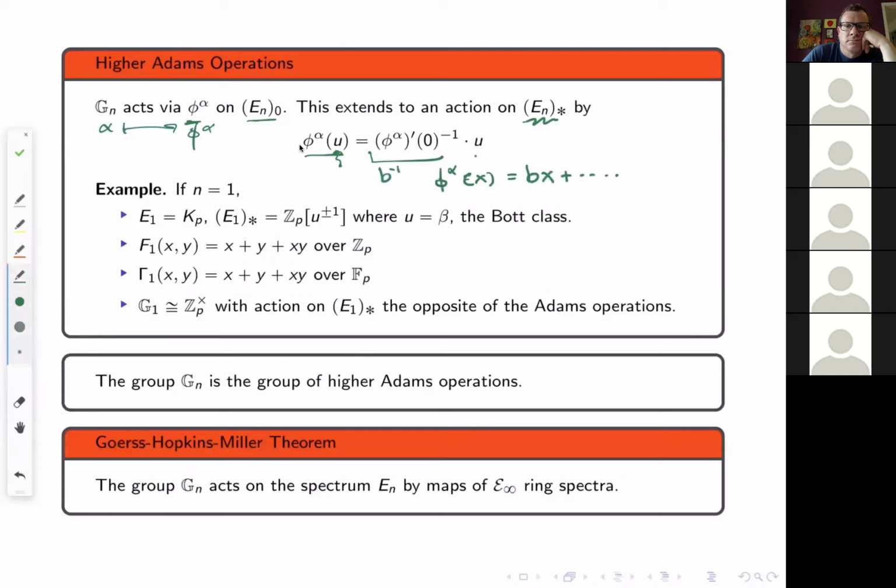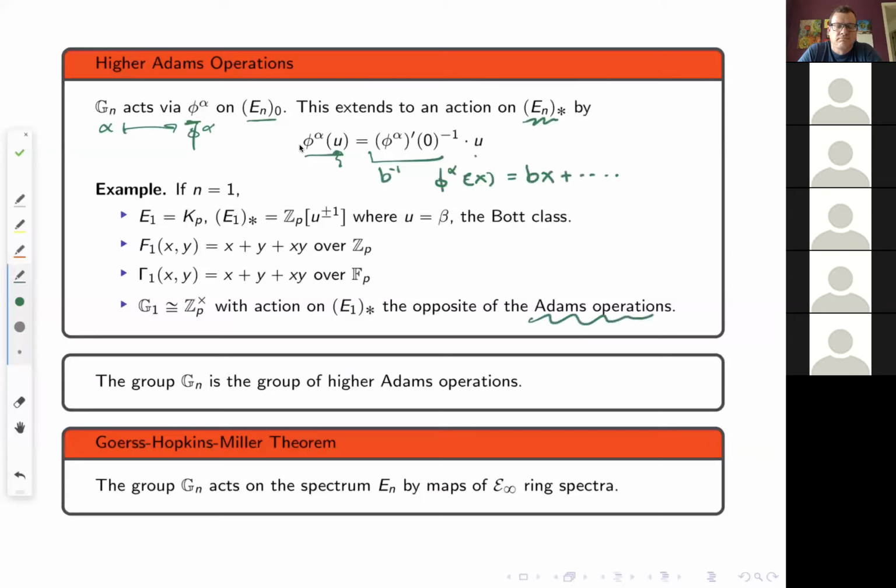Now, okay, so maybe what to remember: En classifies deformations, and Gn, the group of automorphisms of the thing you're deforming, acts on En. So now you've got this big group acting on this thing, and it sounds completely mysterious at first, but the example for n equals 1 is something that is super classical. If n is equal to 1, what you recover is going to be the action of the Adams operations.